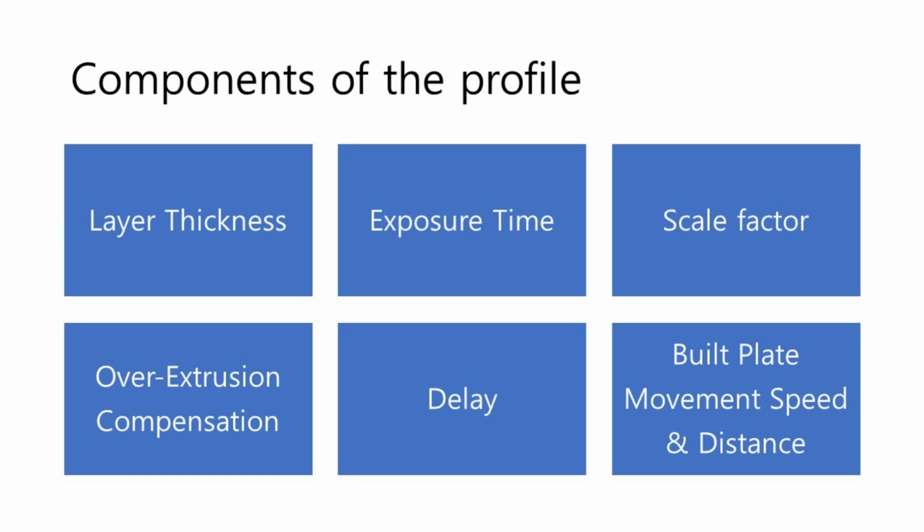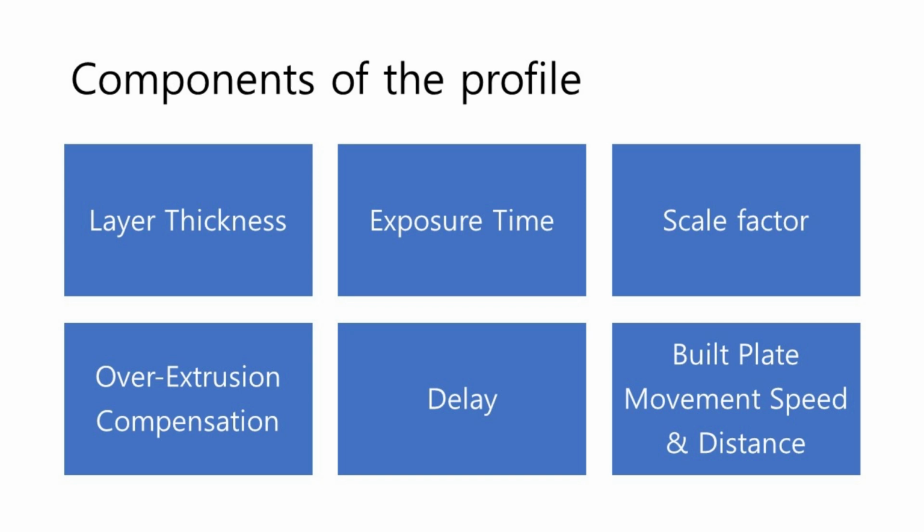2. Exposure time. This is the duration for which the resin is exposed to light, affecting the curing speed and the strength of the final product. 3. Scaling. This setting adjusts the size of the model, which is critical for ensuring dimensional accuracy.